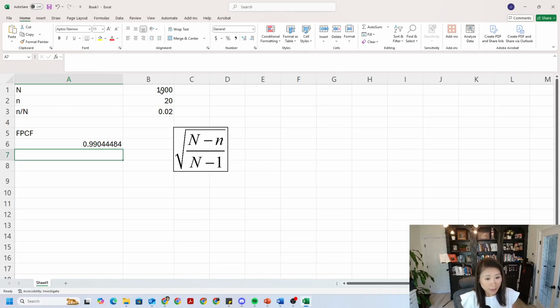So if your sample for some reason is considered finite, this is the one I'm going to use. But again, I want to emphasize that for this specific question, we don't need to use FPCF because our sample is less than 5% of your population. Therefore, we consider it an effectively infinite population.